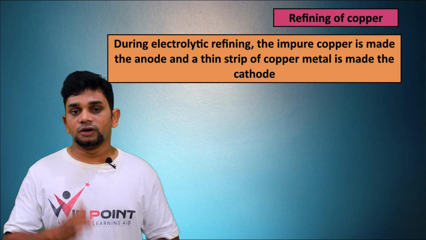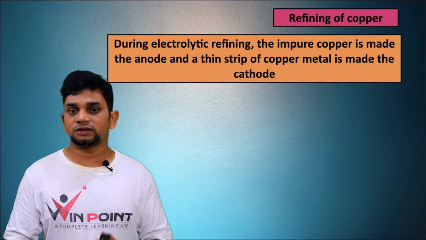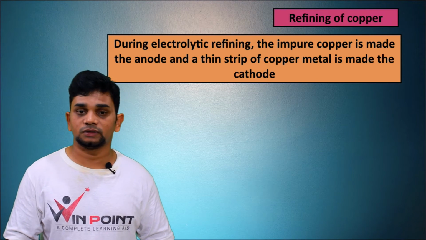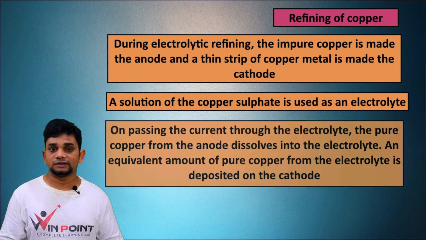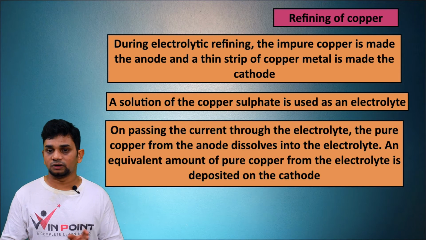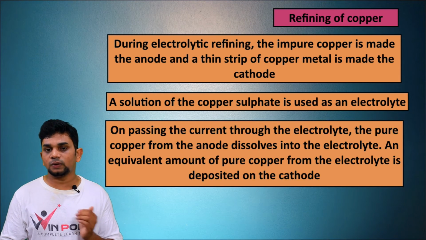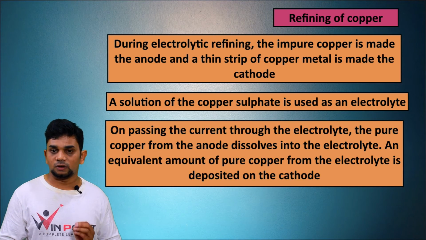Refining of copper. During electrolytic refining, impure copper is made the anode and a thin strip of pure copper metal is made the cathode. A solution of copper sulfate is used as an electrolyte. On passing the current through the electrolyte, the copper from the anode dissolves into the electrolyte. An equivalent amount of pure copper from the electrolyte is deposited on the cathode.